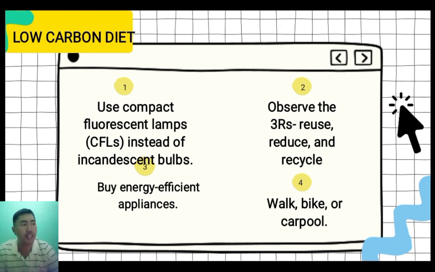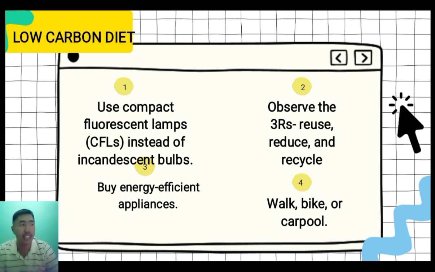Third is buy energy efficient appliances. Examples of appliances that are efficient in energy saving are solar appliances, because when you have solar appliances, the energy you consume comes from the heat of the sun, so you don't need to recharge using electricity. So that's a very helpful tip to help our environment to be better.